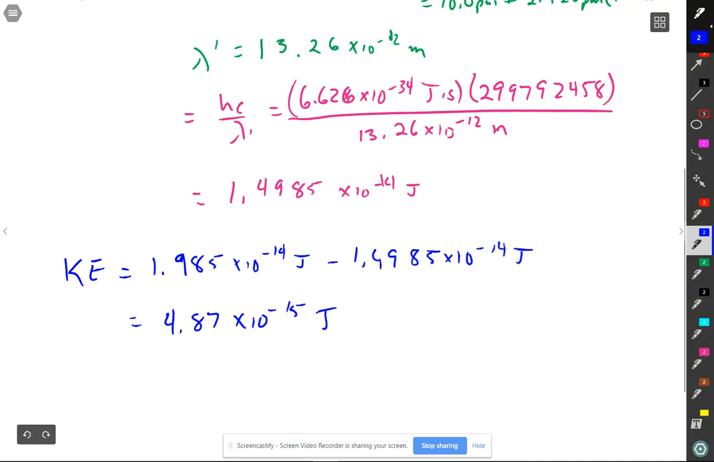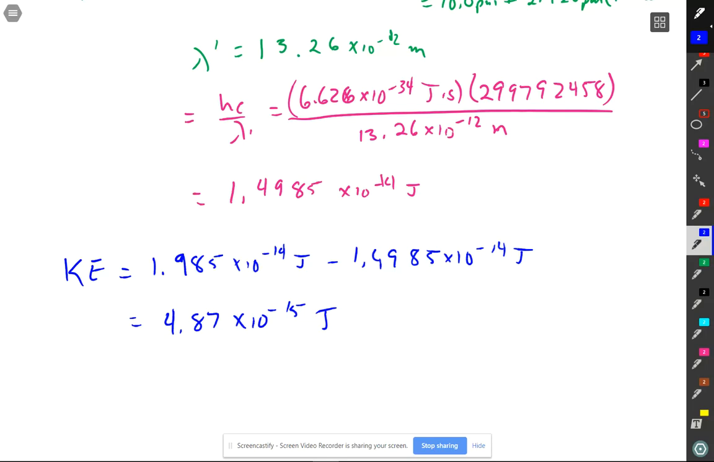I assume since those numbers were right that this one should be right. 4.87 times 10 to the minus 15 joules is how much energy that electron has. Now one might say, well, a good question, would you need to use relativistic calculations for an energy like this? Is this a big energy or small energy?